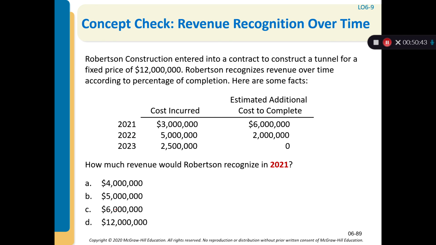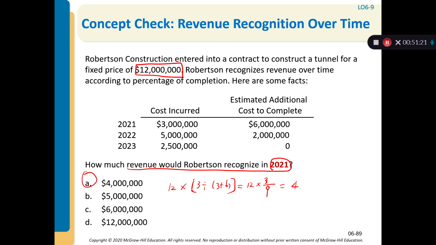Okay, the third one is asking what kind of revenue will be recognized in year 1. So remember the production transaction price is going to be 12 million, and we multiply the completion of the transaction, right? So for year 1, it's going to be 3 dividing 3 plus 6, right? And we know this is 33%, so therefore 12 multiplied by 3 over 9 is going to be 4, right? So therefore we choose A.